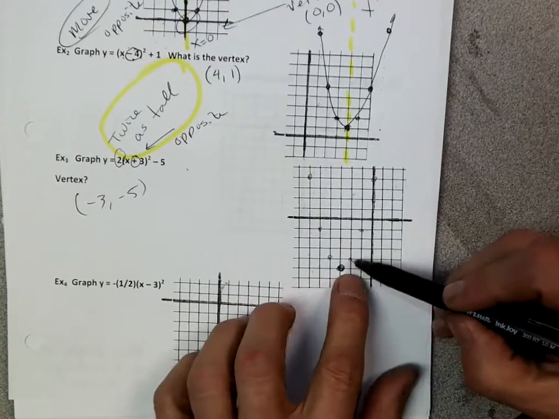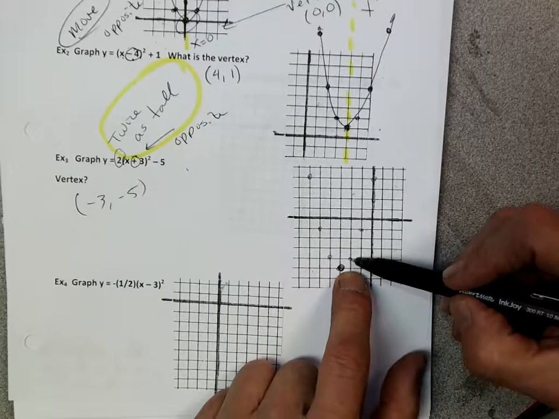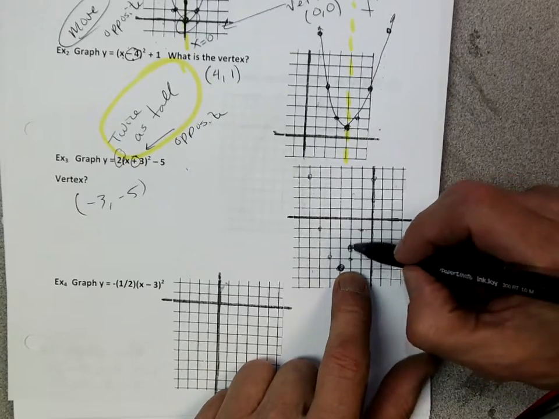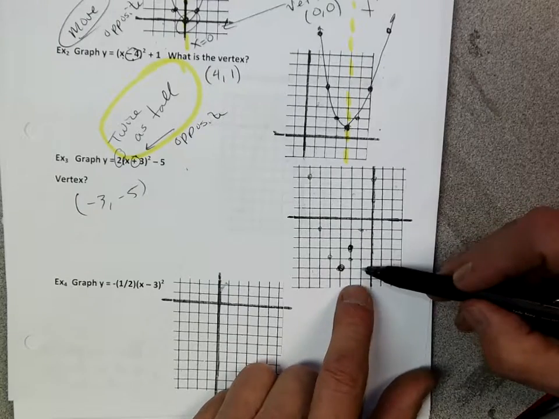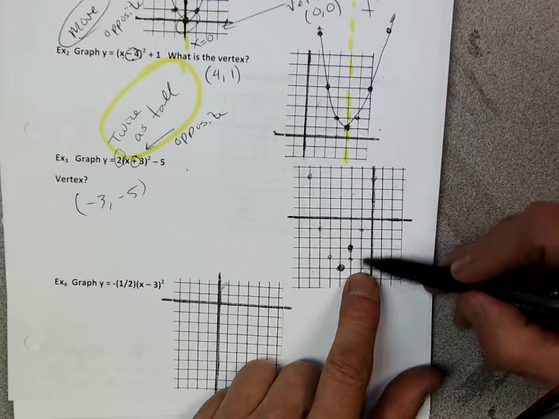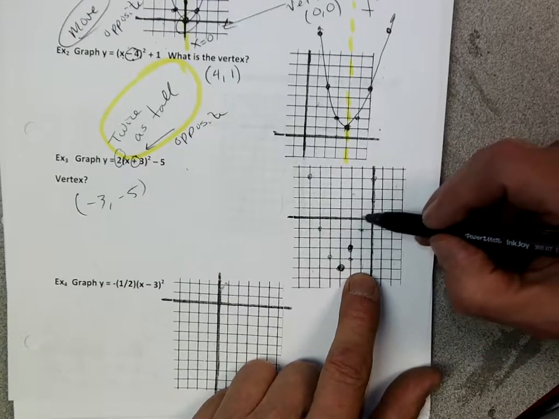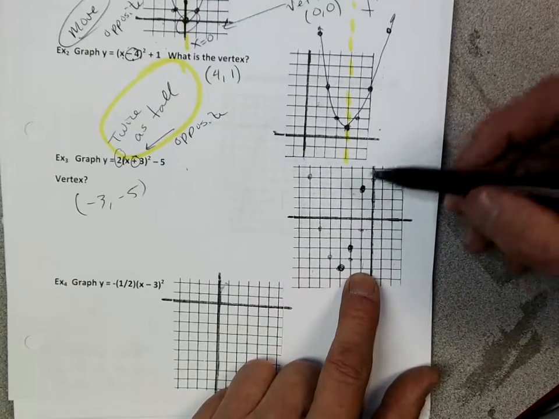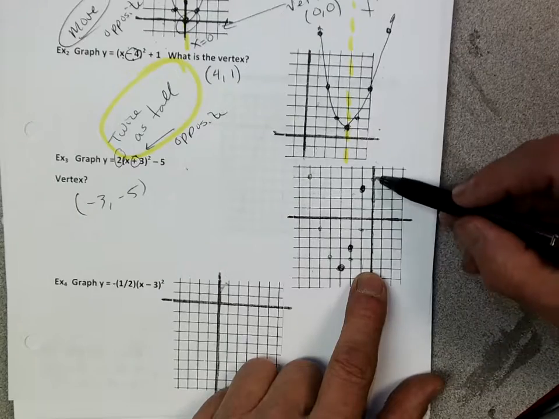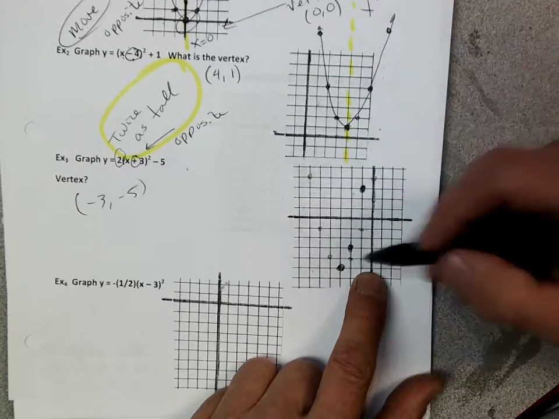So if I go over 1, I go up 1, but I want to go twice as tall. So going up 1, I'm going to go up 2. Instead of going up 4, I'm going to go up twice as tall, 8. And then instead of going up 9, I've got to go up 18, but that's off my paper, way up there. So I'm not even going to graph it.